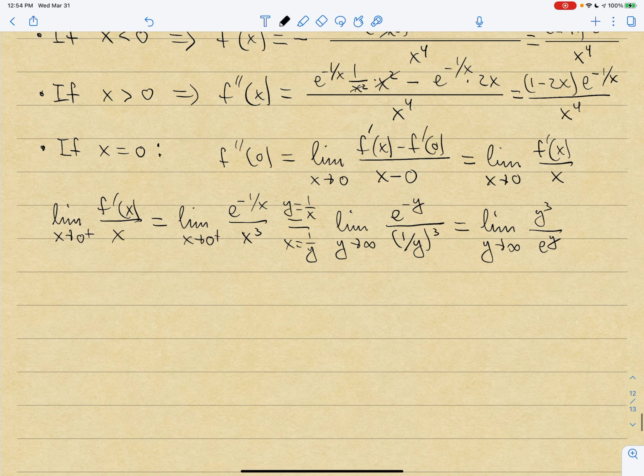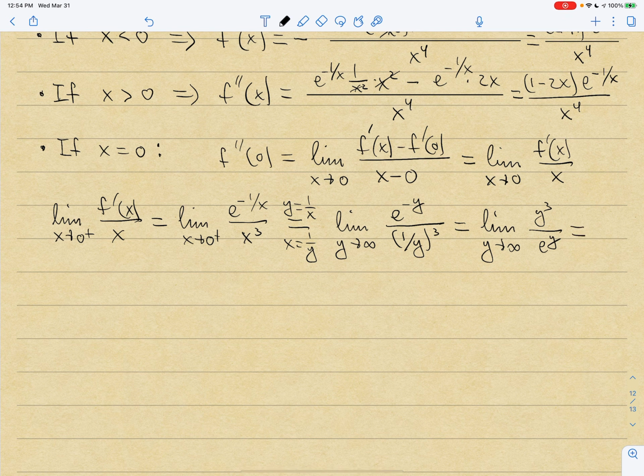And then if I use L'Hopital's rule on this, the derivative of the denominator is exactly the same, right? Because again, I have to use L'Hopital's rule because it's an indeterminate form, infinity over infinity. If I use L'Hopital's rule on the bottom, I get e to the y again. Use L'Hopital's rule on the top, you get 3y squared. This is still infinity over infinity, but you reduced the power of y in the numerator.